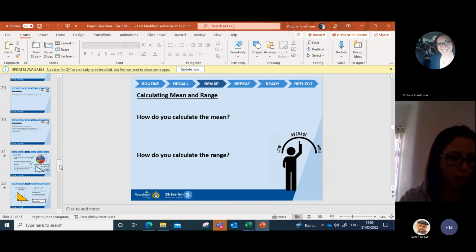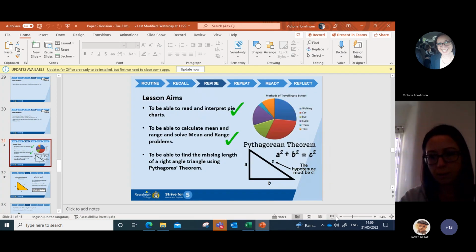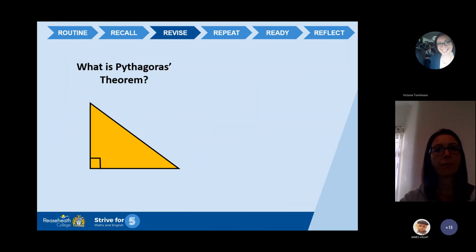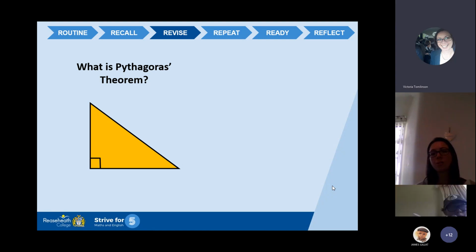Skip past the questions and let's go to Pythag. Right, so Pythagoras' theorem. What is Pythagoras' theorem? You won't actually get told in the question. Well, sometimes they do say use Pythagoras' theorem to calculate the length of the missing side or something like that, but it's not very often.